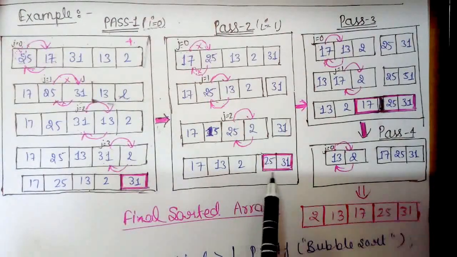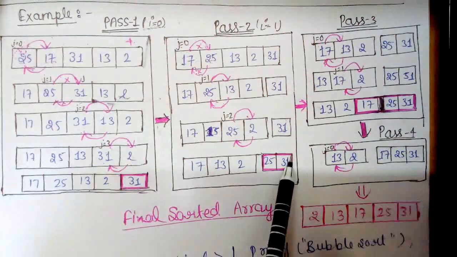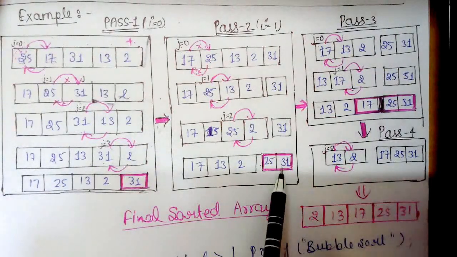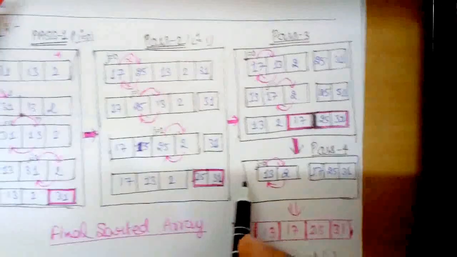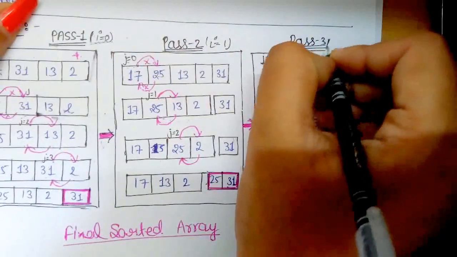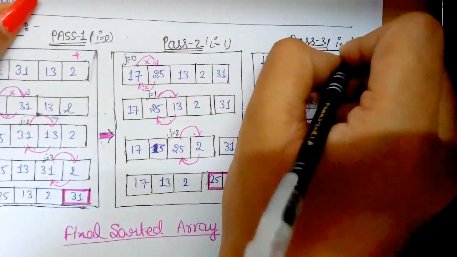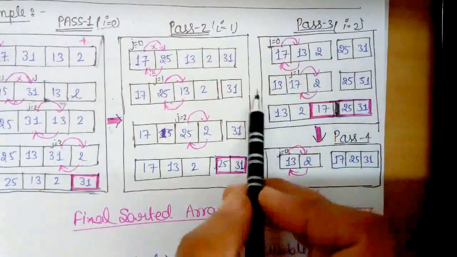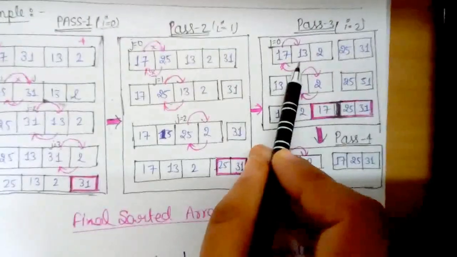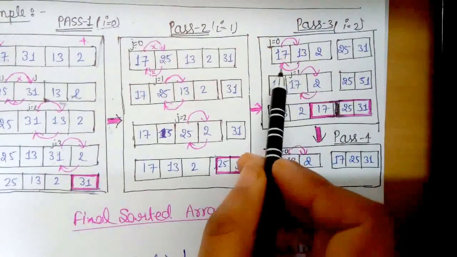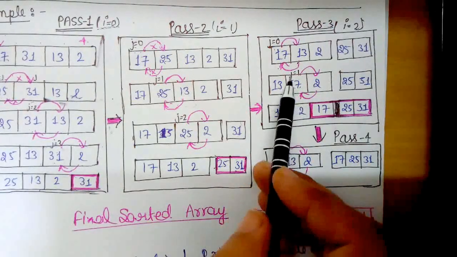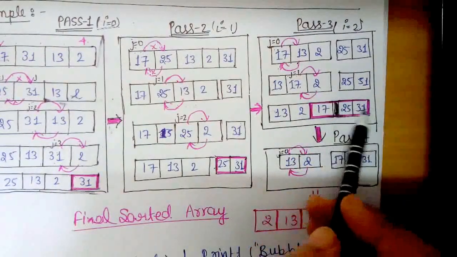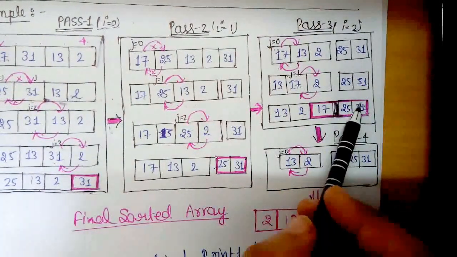Okay. Now at the end of the second pass, the second highest element will get its correct position, that is 25 and 31. Now we will have pass 3. In pass 3, what is the I value? I is equal to 2. For I equal to 2, we will have some comparisons. We will swap 17 and 13. For j equal to 0, we will swap these two values. Then for j equal to 1, we will swap these two values. So at the end of pass 3, we have 3 elements in a sorted list.